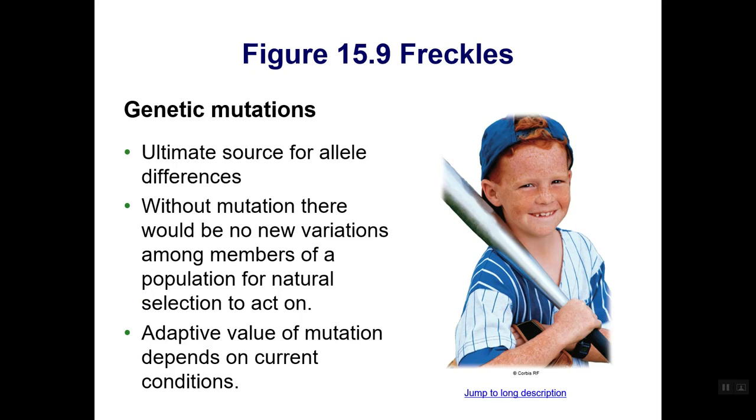Okay, so genetic mutations was the first one. This is our ultimate source for allelic differences, just random mutations that happen to be beneficial or not beneficial. But without mutations, there would be no new variations among the members of our population for natural selection to act on. There is an adaptive value of mutation that depends on current conditions.